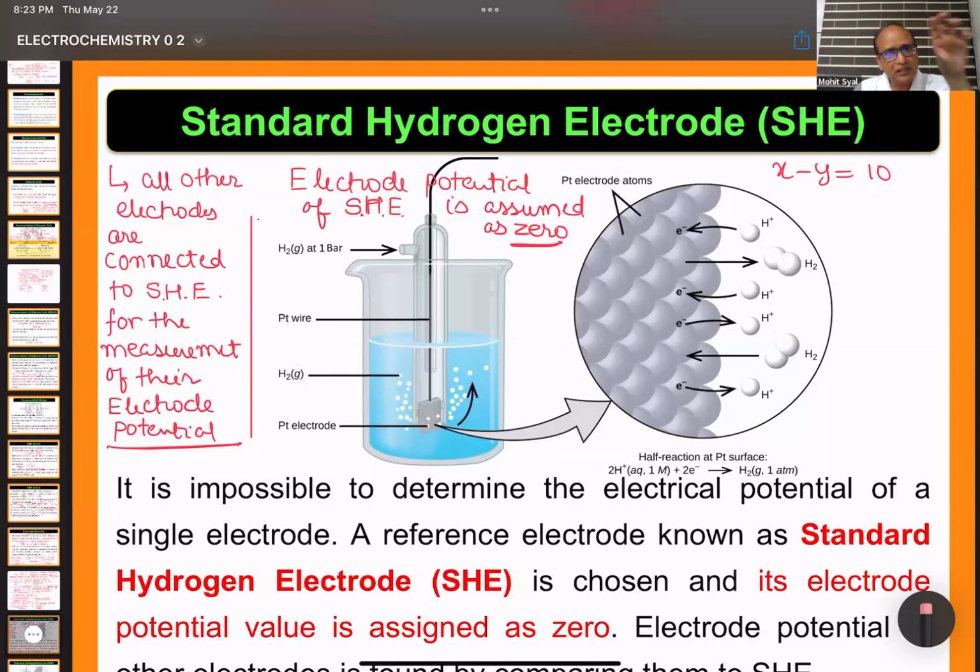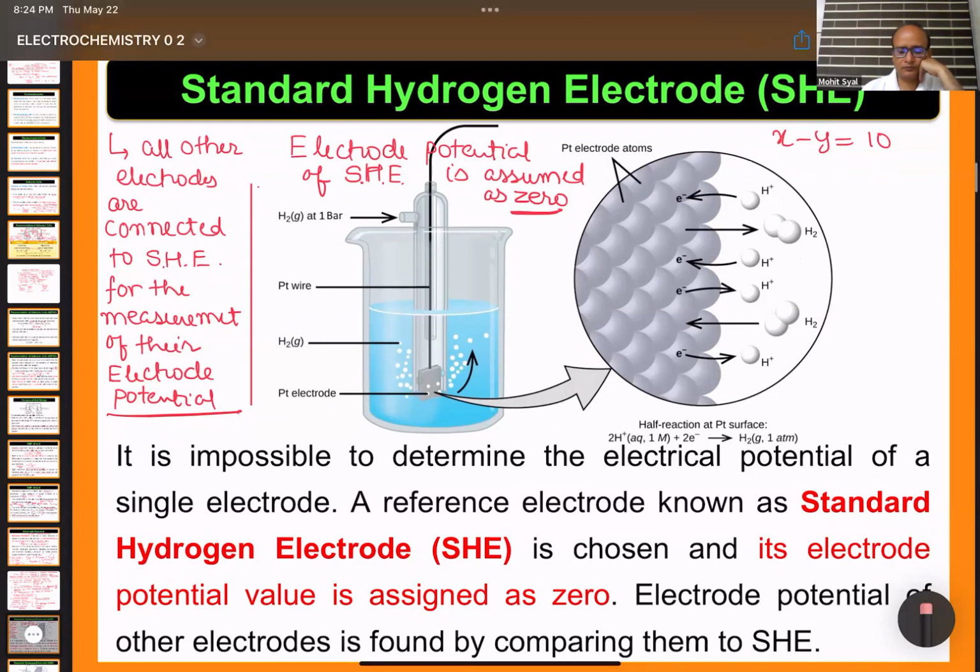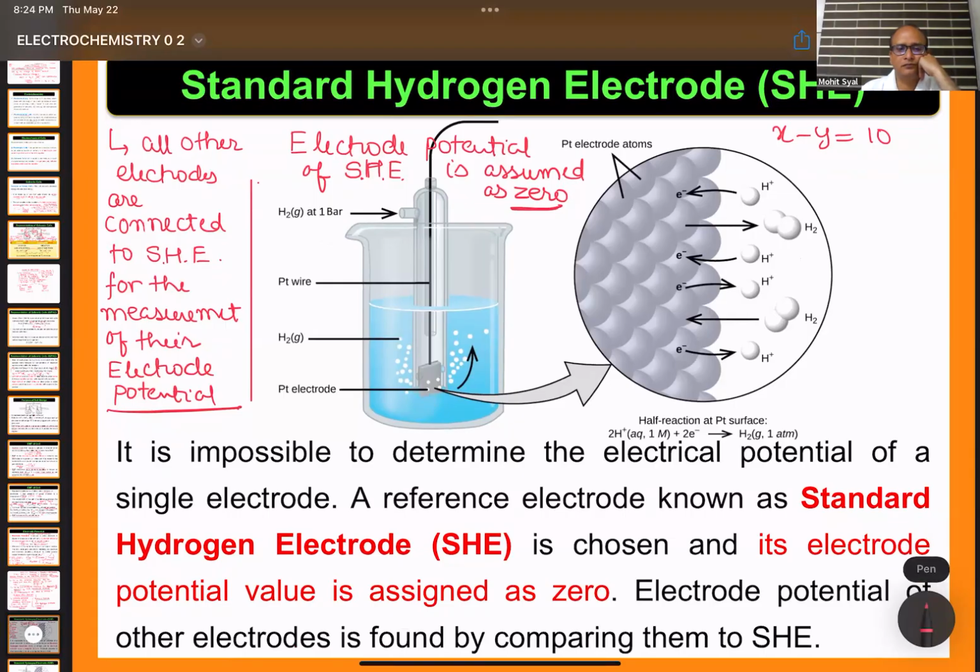So what is that reference electrode which is used to compare the electrode potential of all the other electrodes? What is the reference electrode? That is standard hydrogen electrode. Is it clear? You need to remember this.